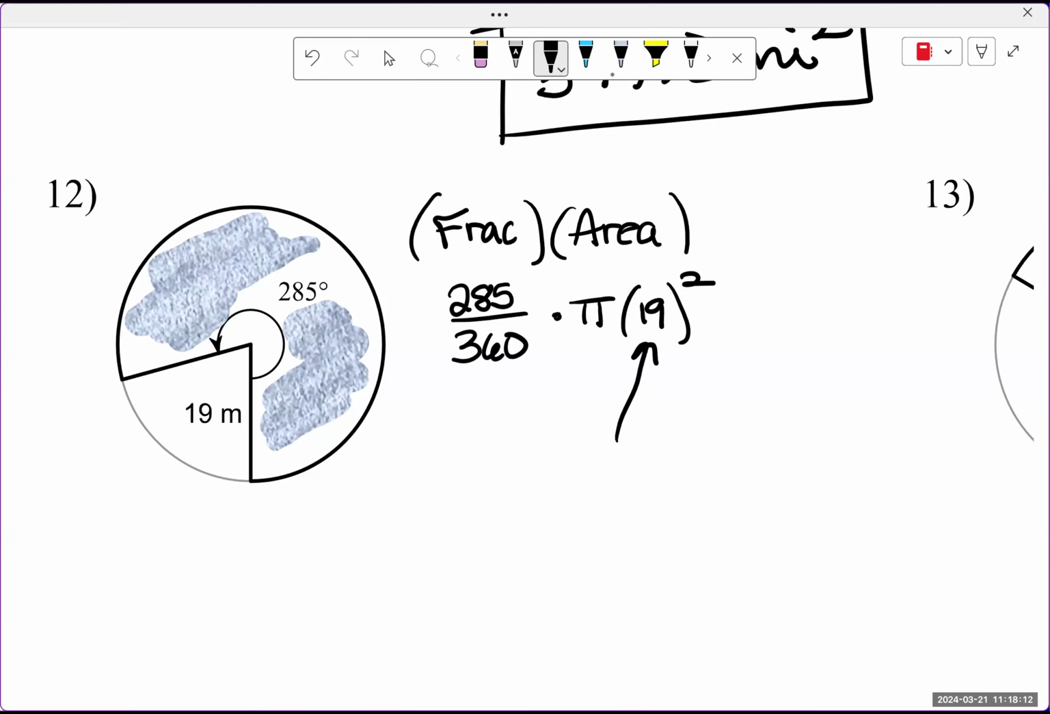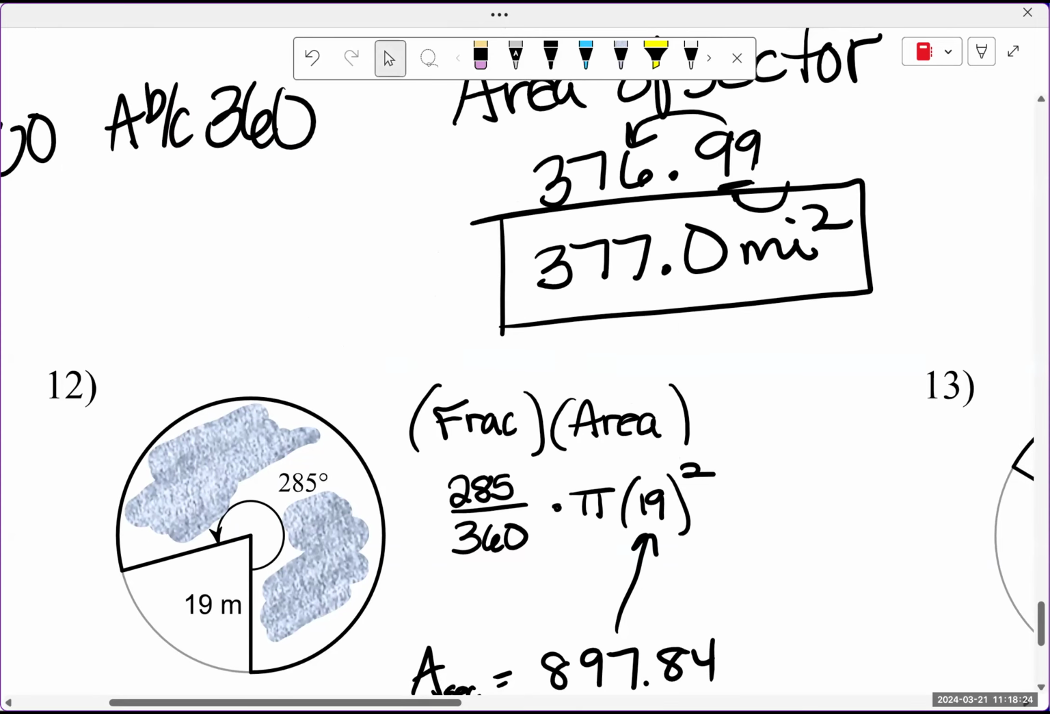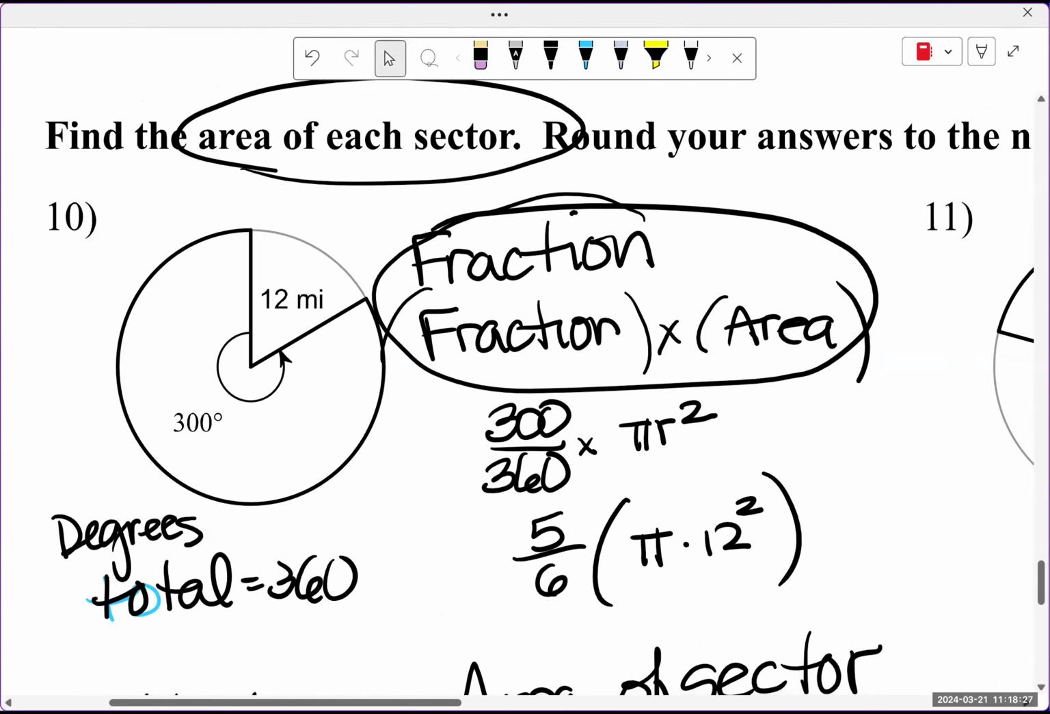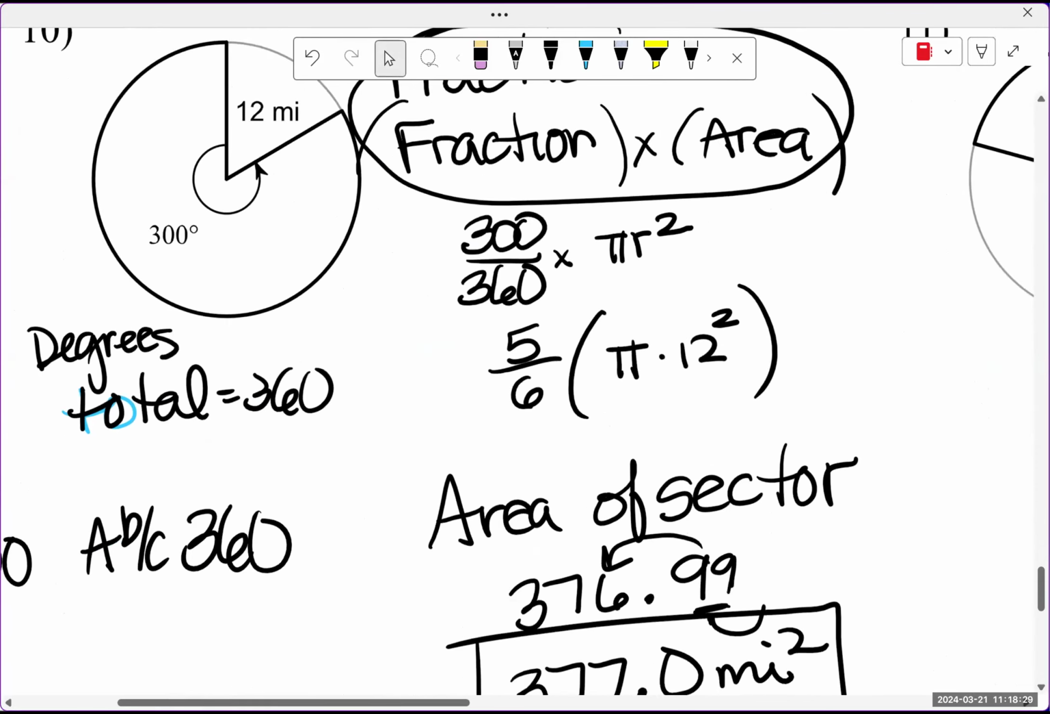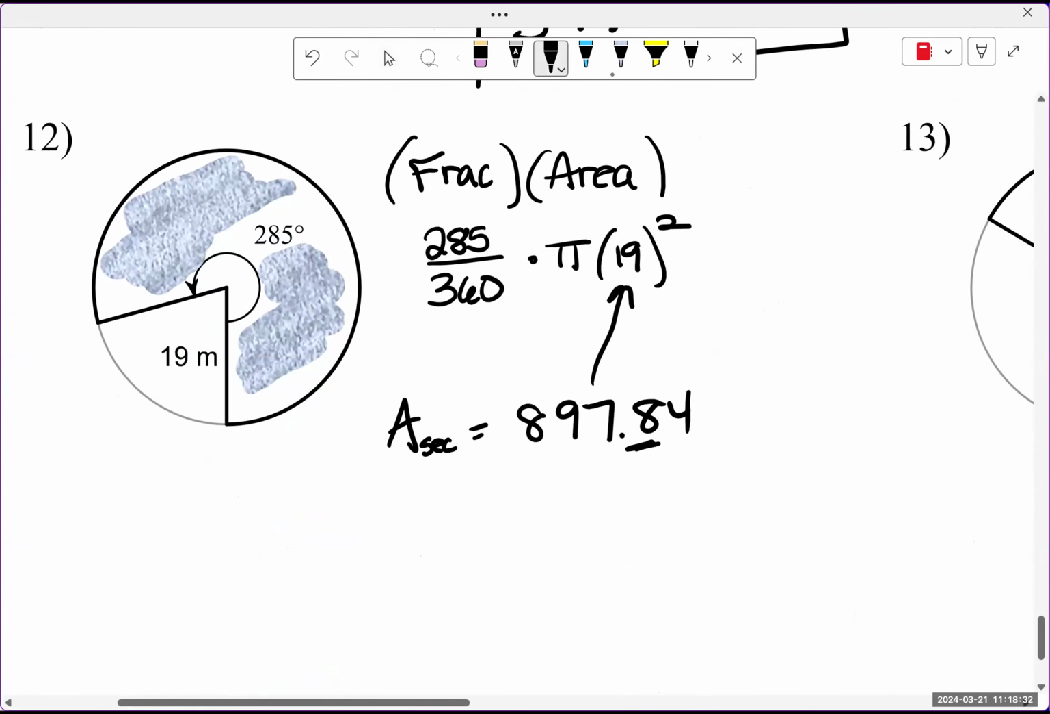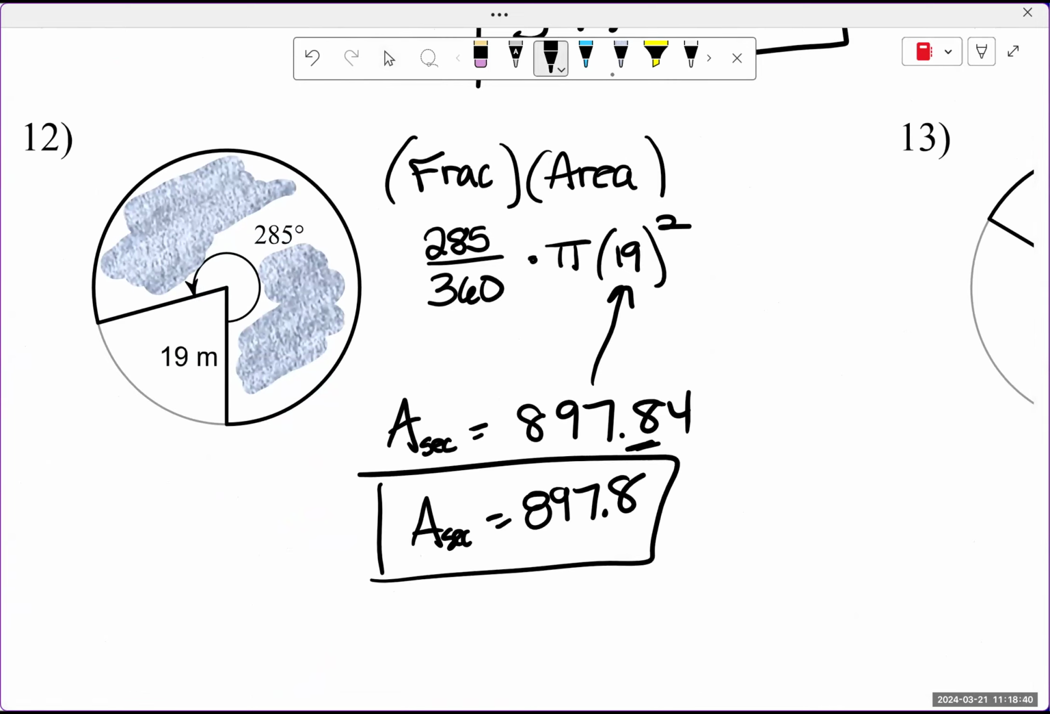Okay, did you get area of the sector is 897.84? There you go. And we're going to round to the nearest 10th, right? So area of sector equals 897.8. Yep. Perfect. Awesome.